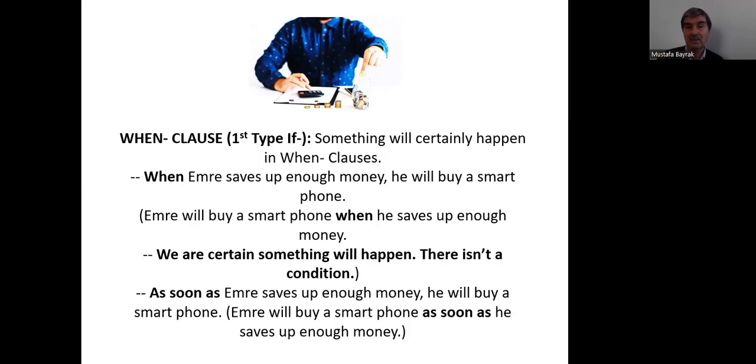So he continues, so he is going on saving money. So when the time comes, at that time he will buy his smartphone. As soon as Emre saves up enough money, he will buy a smartphone. It means Emre will buy a smartphone as soon as or when he saves up enough money.